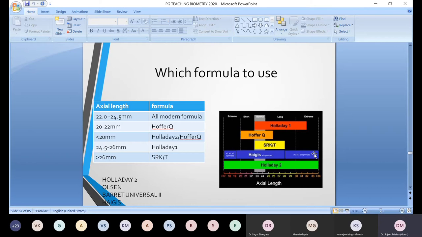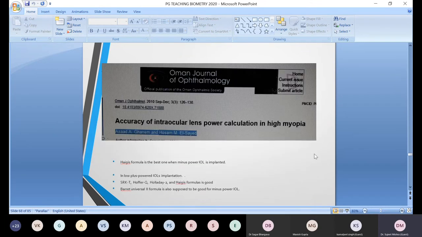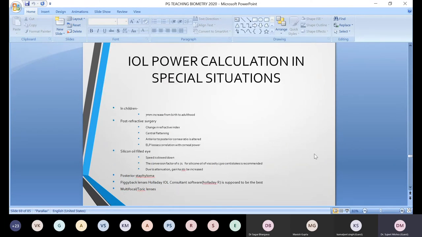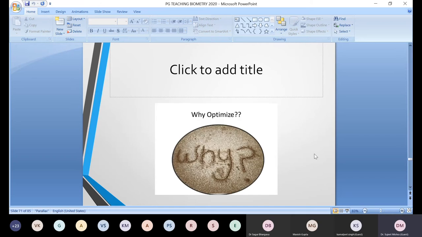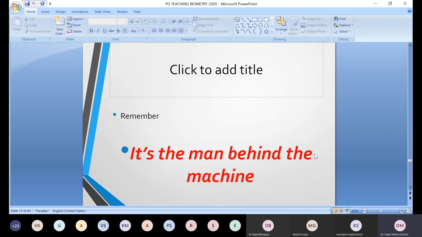Initially when I used to present, I would say, okay, for this axial length, this formula; for that axial length, that formula. But now with the Barrett Universal formula, Olsen formula and Hill-RBF, these are more or less applicable across the eyeballs. So we have to switch over to newer generation formulas. Regarding special situations, Dr. Bhargav will be taking care of that.